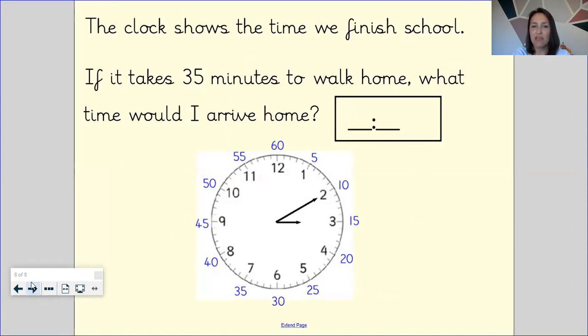And so at 3:10, it's going to take us 35 minutes to walk home. So we're going to bring this minute hand around 35 minutes. So 5, 10, 15, 20, 25, 30, 35. And we know that when the minute hand moves, the hour hand travels a little bit as well, a bit slower. So we now have the hour hand between the 3 and the 4. The hour is 3. The minute hand is pointing to 45. It is 45 minutes past 3. It is 3:45. So we write 3:45.